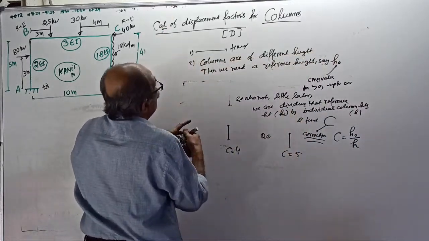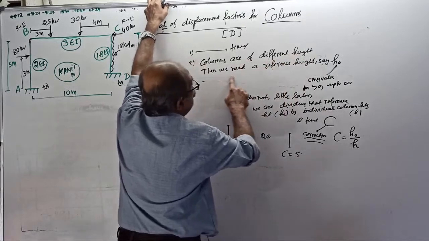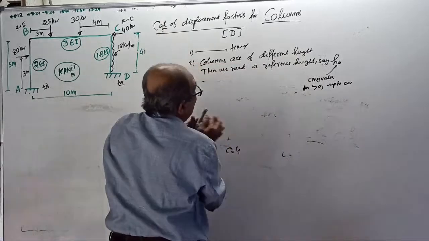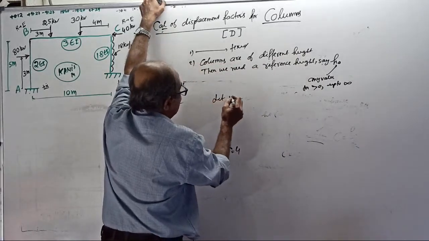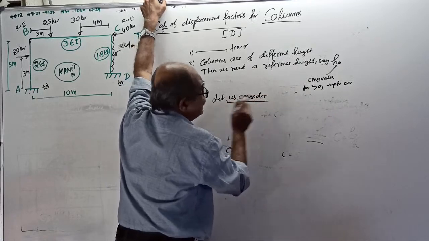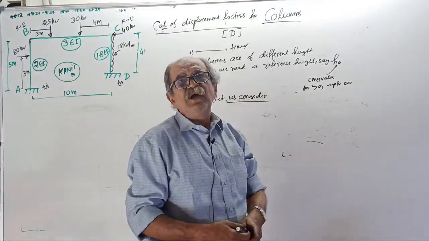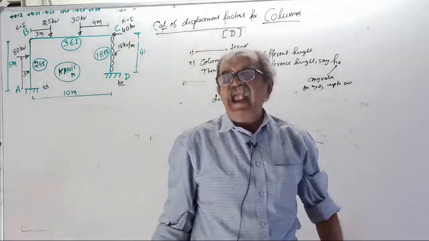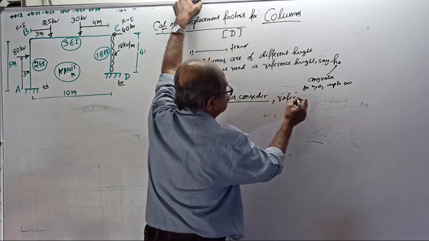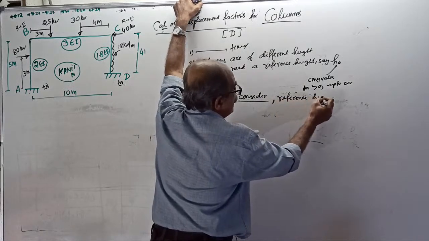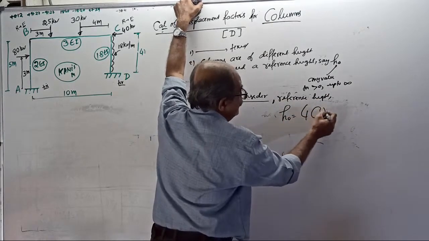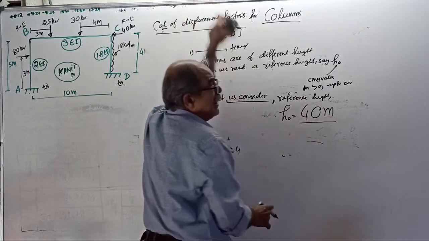Now right here, the columns are of different height. Then we need a reference height, say h0. Any value from 0 to infinity. See, let us consider. There is no restriction. You can take a calculator, click a random number and write. Let us consider reference height h0 equal to 40 meter. Nobody can ask later, sir, why 40?